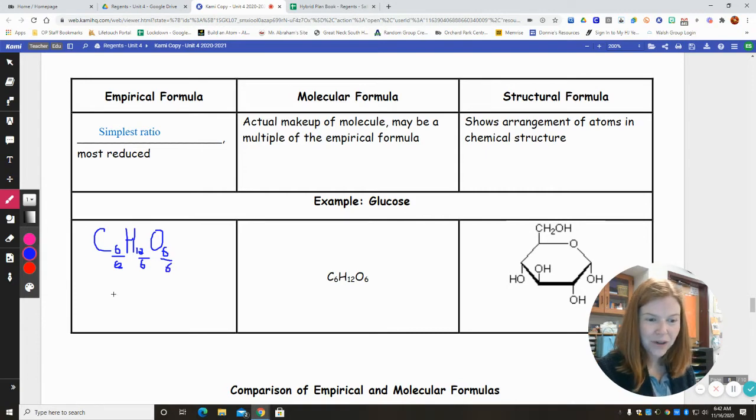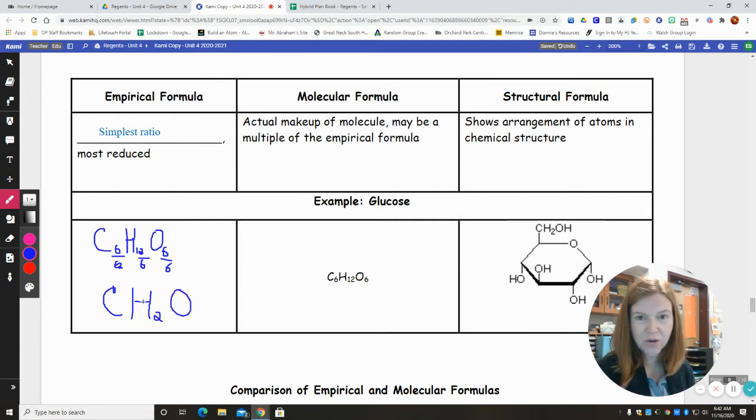So my empirical formula would be C1, which we don't have to actually show the 1, H2O1, but you don't have to show the 1. So CH2O, that is the empirical formula. It's the most reduced. It just gives you the ratio between the atoms that are in that compound.